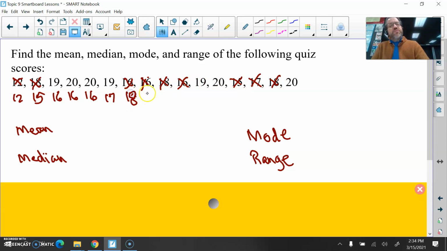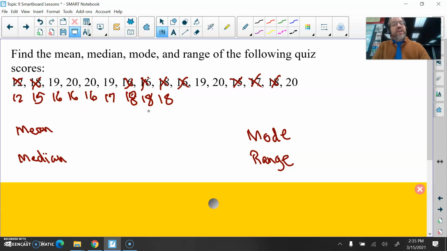I had 3 students with a score of 16. And now I have 3 students with a score of 18. Remember, mode is the number that appears the most frequently in the data set. I might have 2 modes here because the 16 and the 18 have appeared more frequently than the other scores.